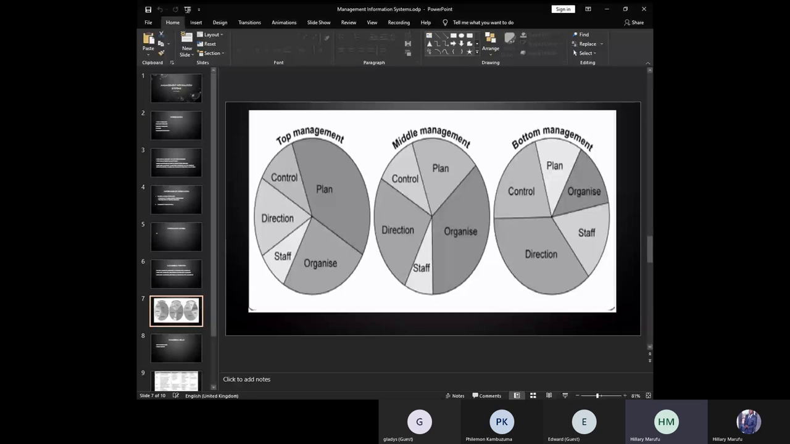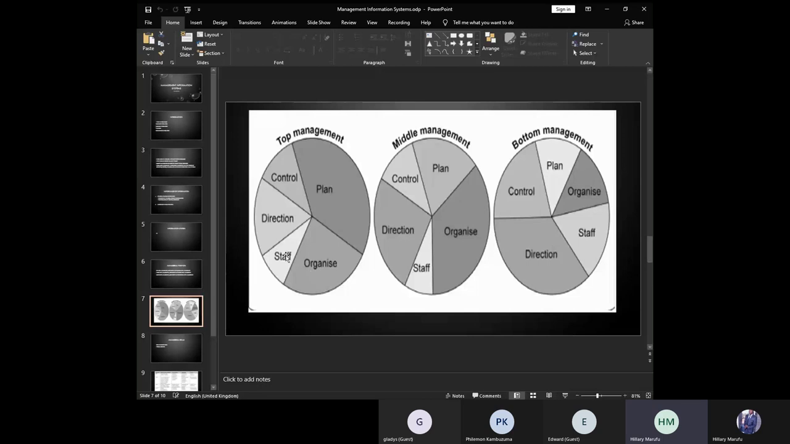I have a diagram that's there. There are three pie charts. These three pie charts will assist us in explaining and understanding the various roles of each and every layer. It's similar to the one that I gave you in your assignments, whereby we're saying we've got top level. The top level has got little to do with stuff.